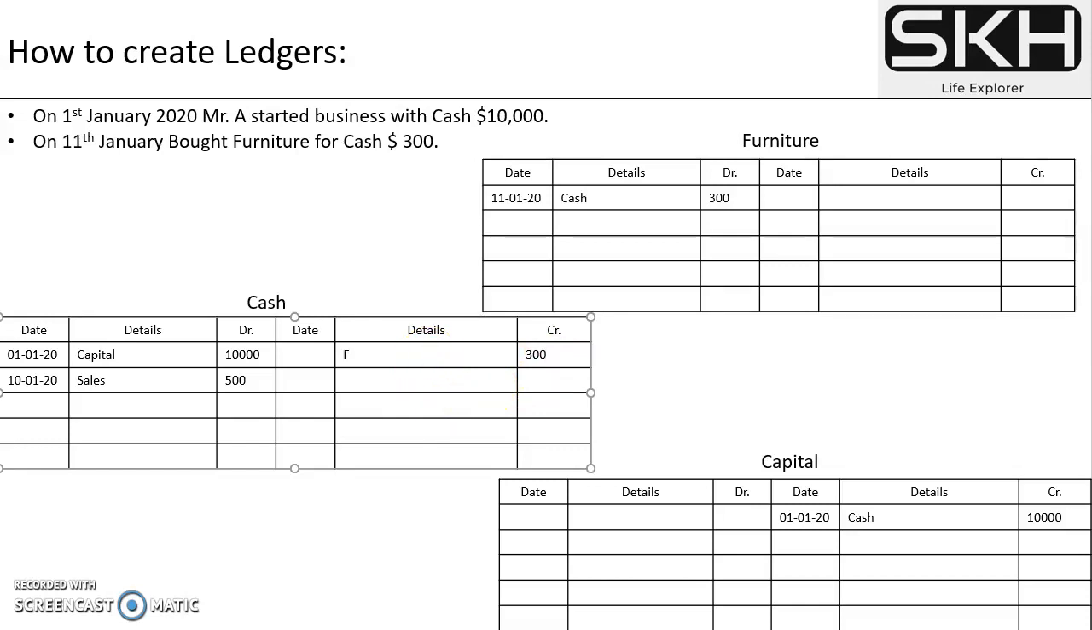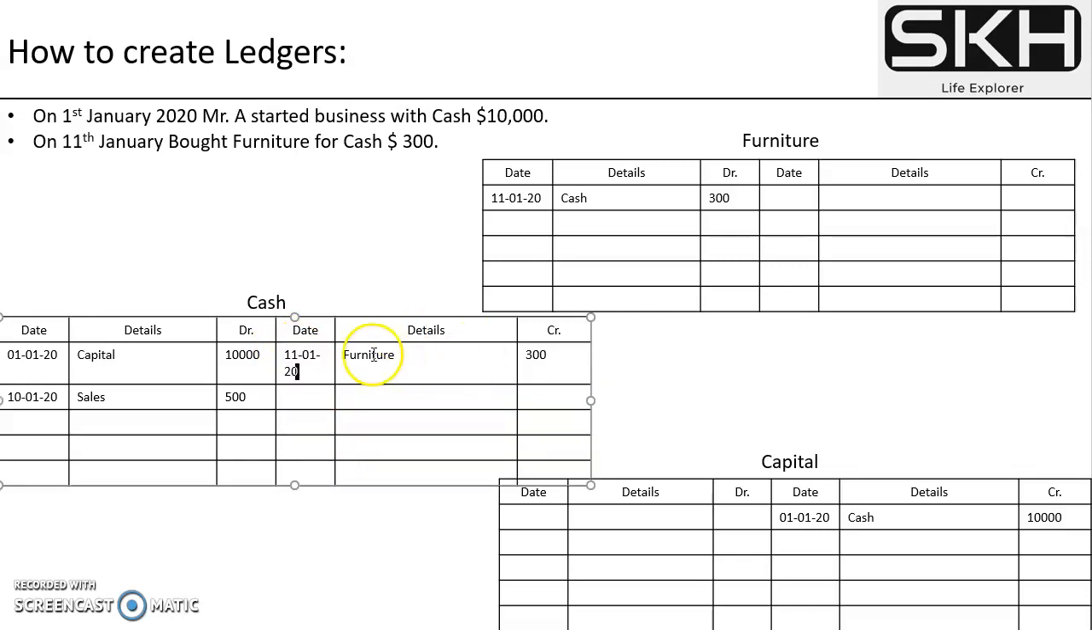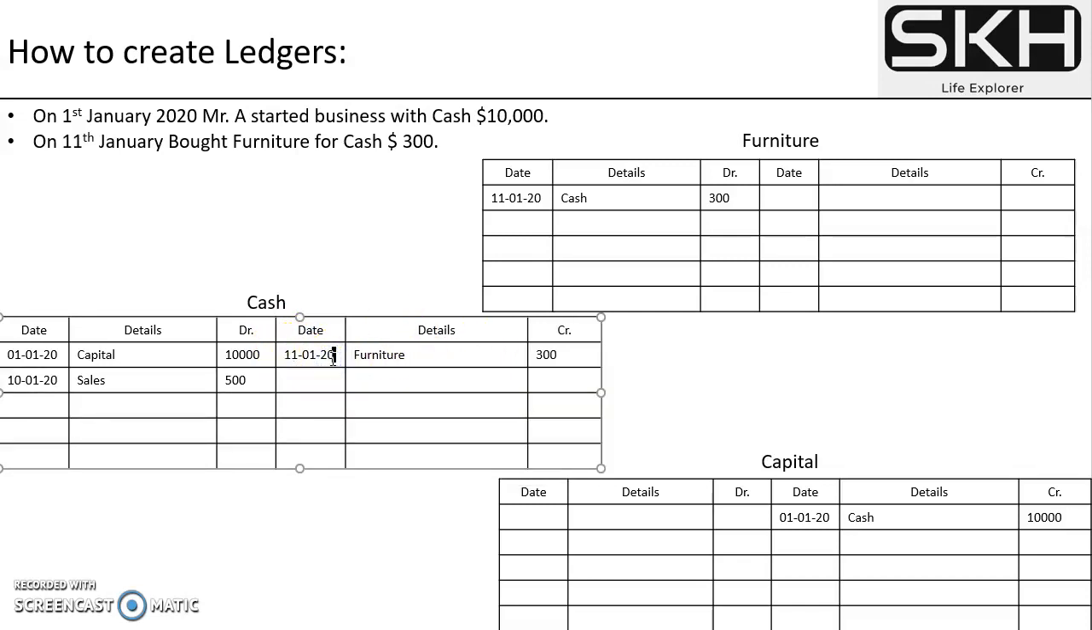But why is it going out? The reason is always the other account. So I will put the date here as well, 11th of January 2020. Is that clear? So in this way you can see that I did not create the journal first, but instead I'm just posting the transaction directly into the ledger account. Let's see one more example.